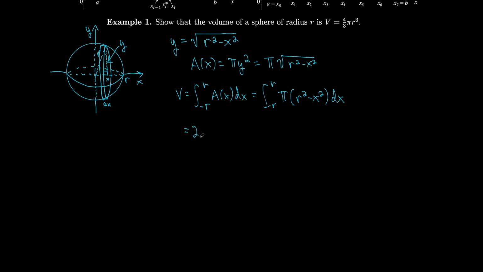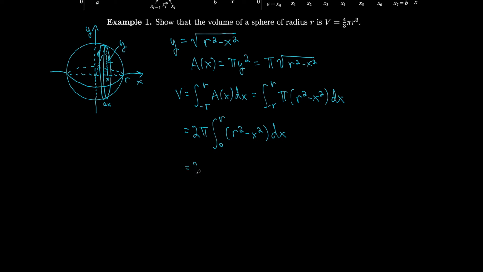which is 2π, because that's a constant, we can take it out, times the integral from 0 to r of (r squared minus x squared) dx. Notice we're using the fact that the sphere is symmetrical, so instead of going all the way from left to right, I can just take half of it and double it. So I changed my limits, not going from minus r anymore, I'm just going from 0 and doubling it.